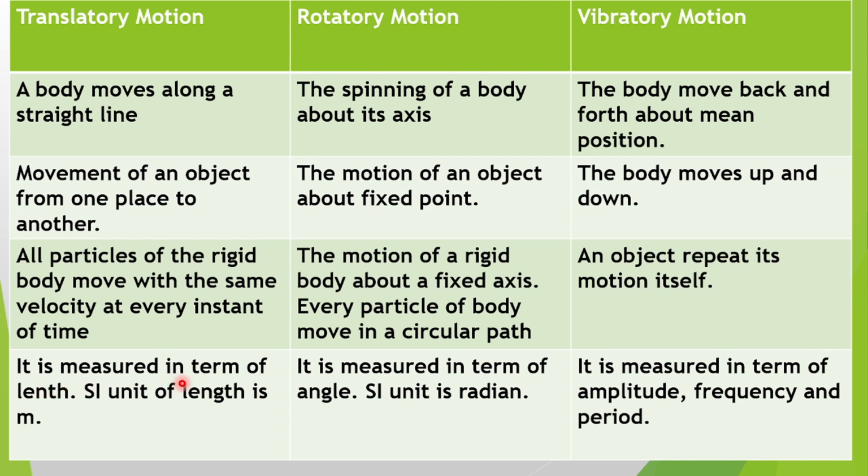Translatory motion is measured in terms of length. The system international unit of length is the meter. So it is measured in meters, and if there are long motions and long distances, it is also measured in kilometers, while smaller units than the meter are the centimeter and millimeter.